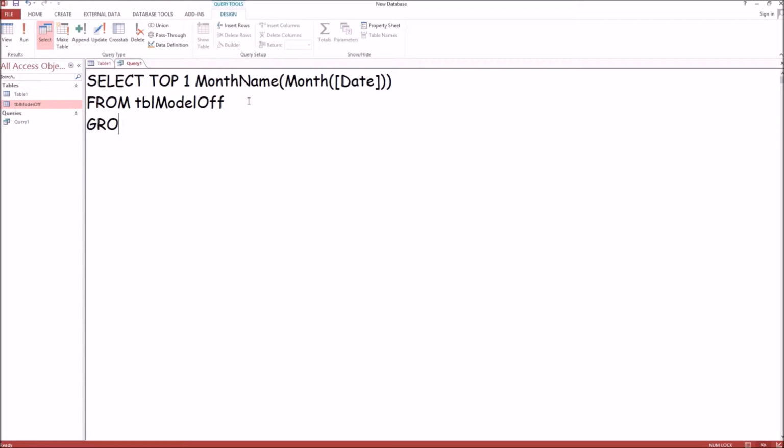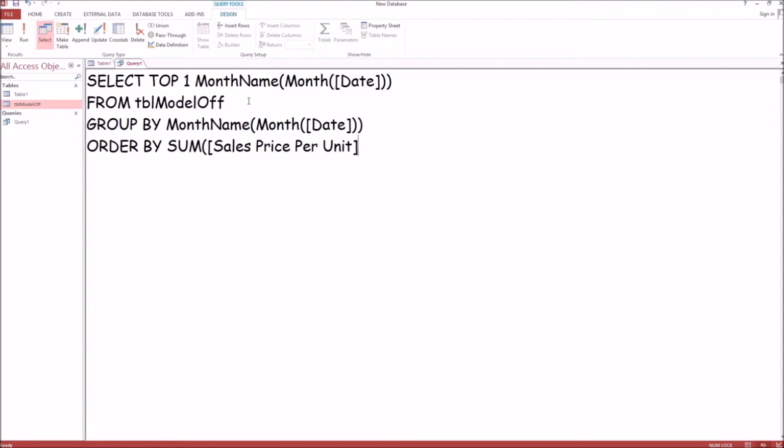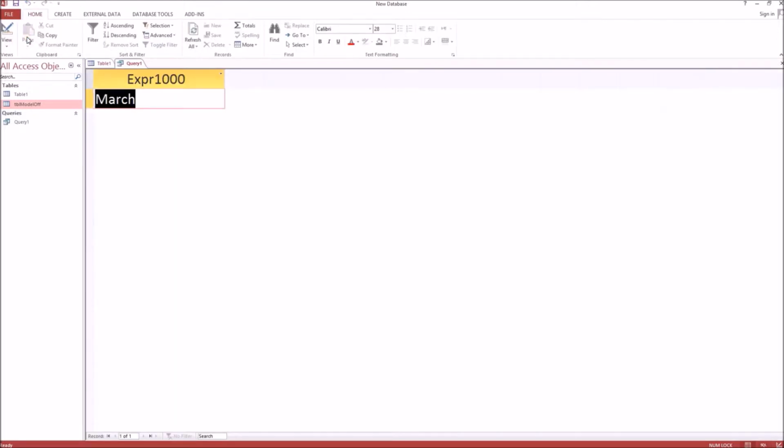We need to group by this month's name, and we need to sort by sum of sales. So sales price per unit times quantity, in descending order. Let's run. The answer is March. The answer key is A.